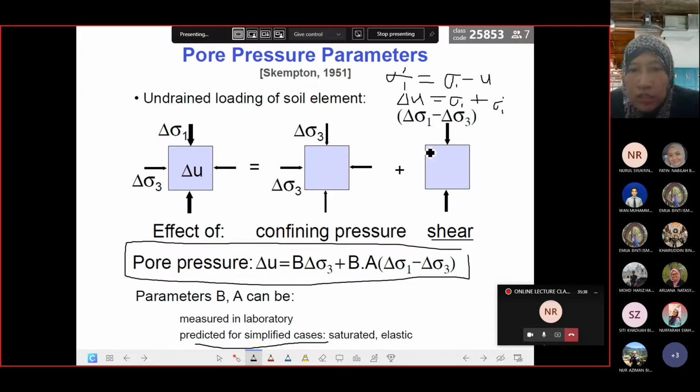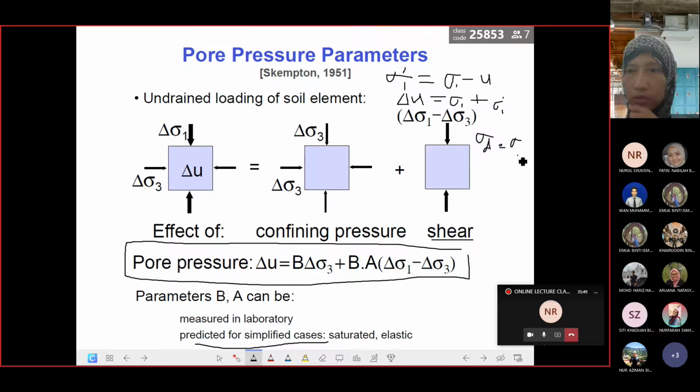Okay, in this case you will see confining stress plus deviator stress. So what is the deviator stress? The deviator stress is equal to sigma 1 minus sigma 3. So the same goes here, when you want to obtain all the sets of stresses, for example, to obtain sigma 1, it is deviator stress plus confining stress. So that is how they get it.